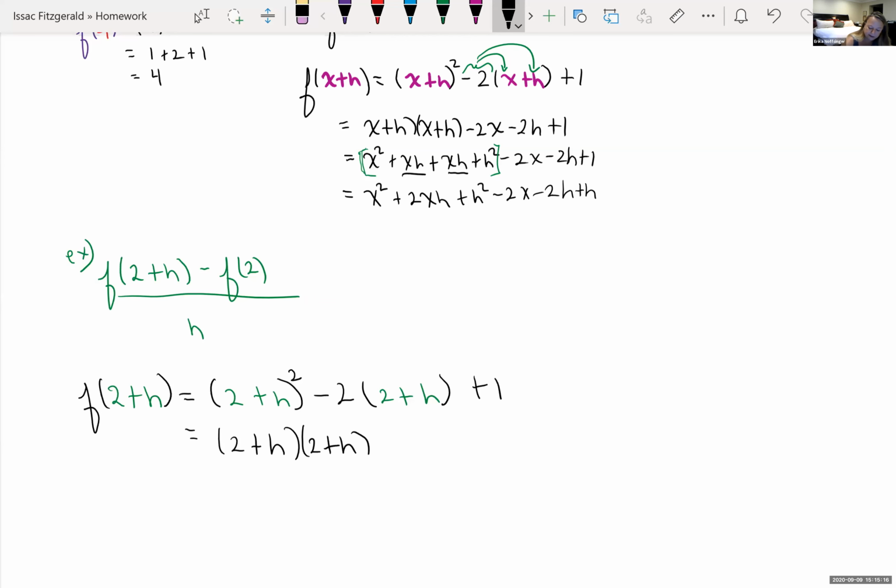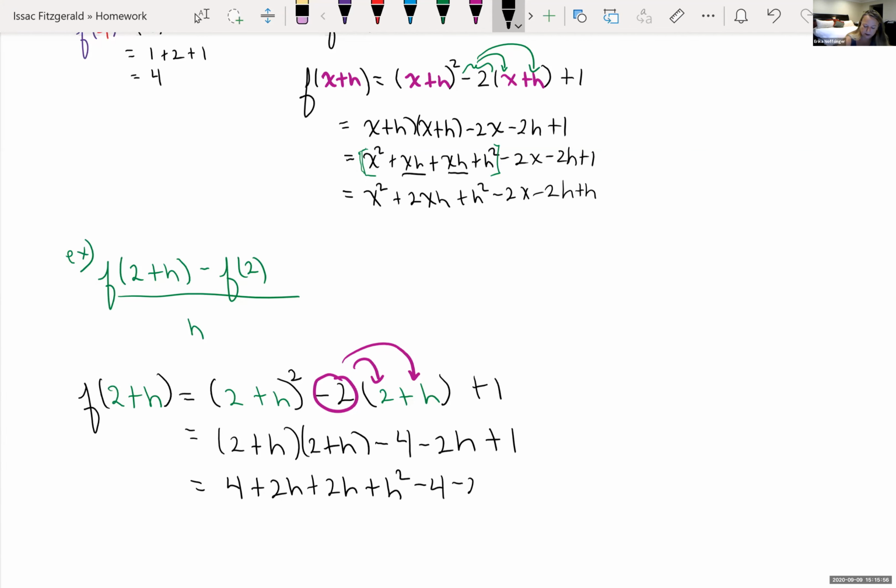Let's distribute this negative 2 inside this parentheses. So we have negative 2 times positive 2, so this is negative 4. And negative 2 times positive h is minus 2h, plus 1. So foiling this out, we have 2 times 2, which is 4. We have 2 times this h, so plus 2h. Distributing now the h to each term in the second parentheses, we have h times 2, which is 2h, and then h times h, so plus h squared. Minus 4, and let's bring down the rest, minus 2h plus 1.